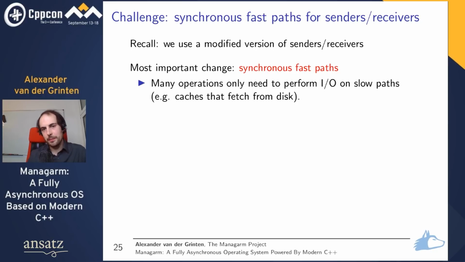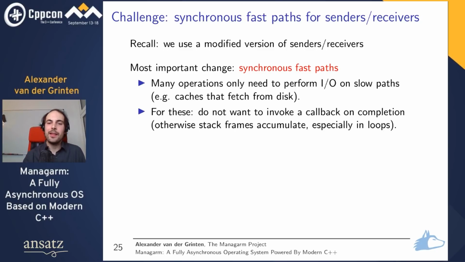We noticed that many operations only need to perform I/O on slow paths. For example, a cache that fetches from disk only needs to perform I/O in the slow path. And if we do that with senders and receivers, then we invoke chains of callbacks. We always invoke set value, start, and so on. And that quickly accumulates stack frames and runs out of stack space, especially if you do that in loops.